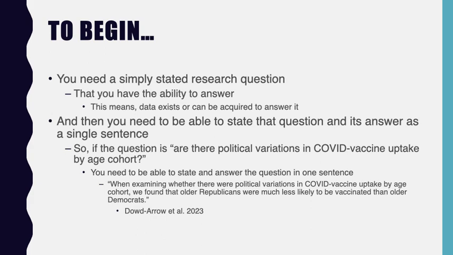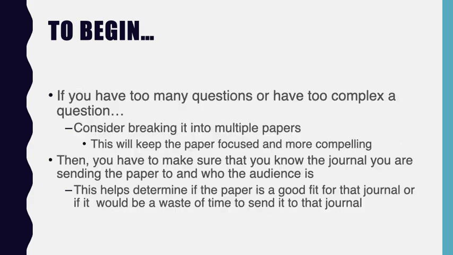Now, when you have that research question, you need to be able to state that question and its answer as a single sentence. So if your research question is, are there political variations in COVID vaccine uptake by age cohort? You'd need to be able to state and answer that question in one sentence. So we would answer that by saying, when examining whether there are political variations in COVID vaccine uptake by age cohort, we found that older Republicans were much less likely to be vaccinated than older Democrats. And that comes from my paper on COVID vaccinations and age.